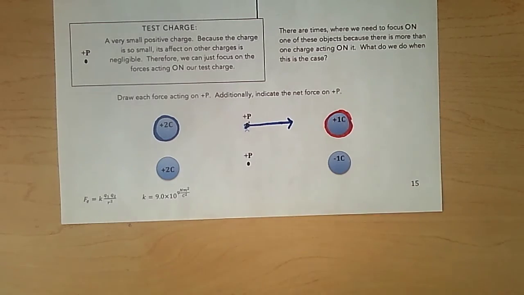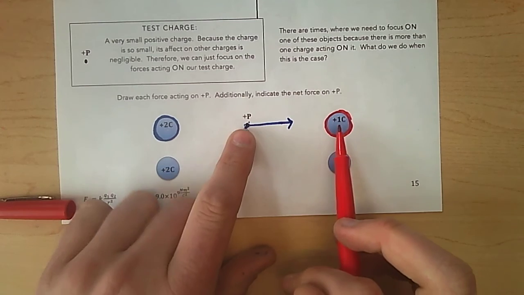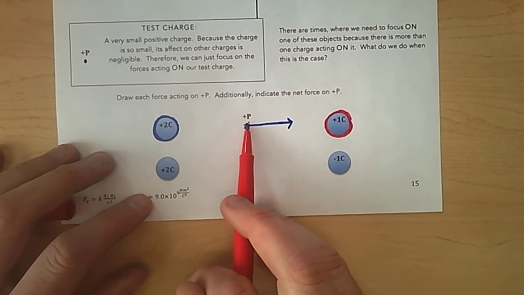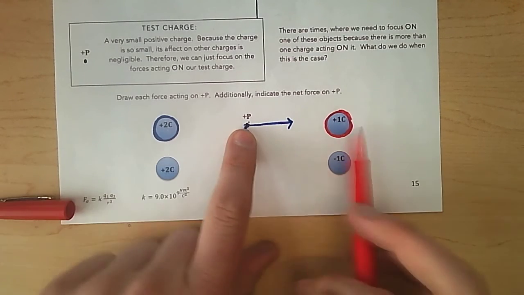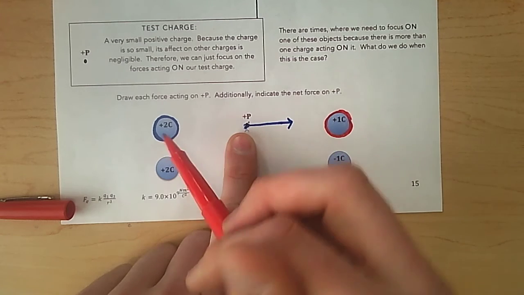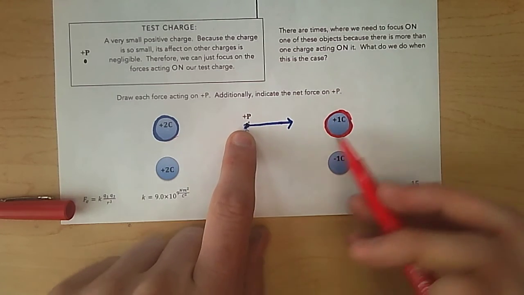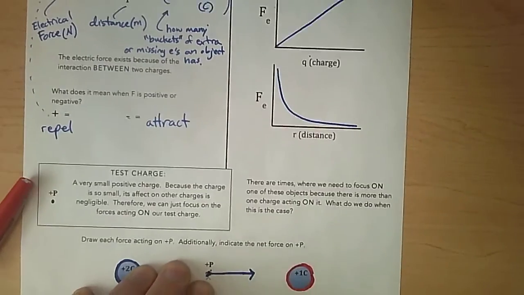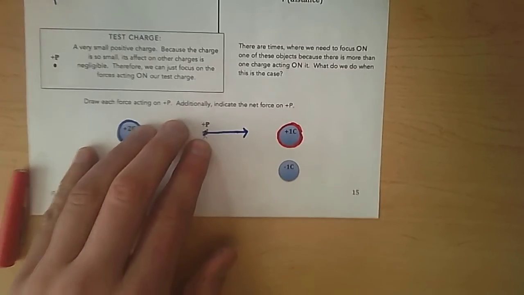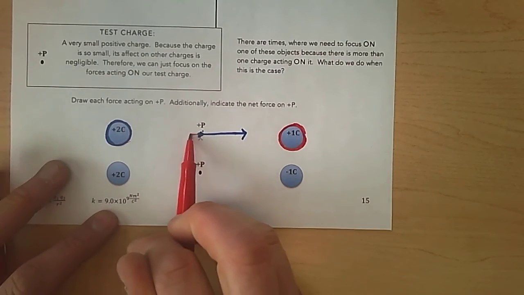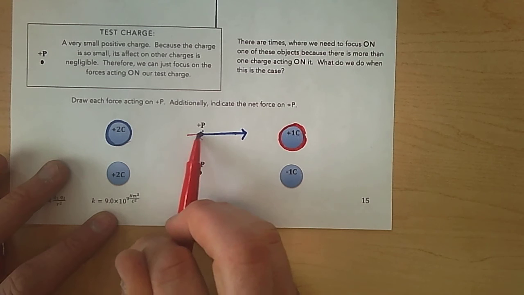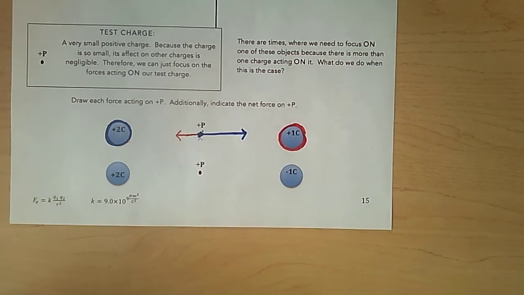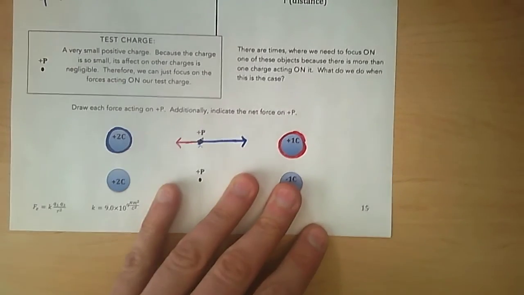Now I'm going to focus on what the red object is doing. Now, again, I have two positives, so this is going to be a repelling force, so the force is going to be going to the left on my positive test charge. However, I have a charge of 1 coulomb compared to 2 coulombs. And since charge is directly related to the electric force, I know that this force is going to be half as much, since the charge on this object is half as much. So it is going to be repelling, but it's going to be repelling about half as much. So this ends up being the forces acting on my object.